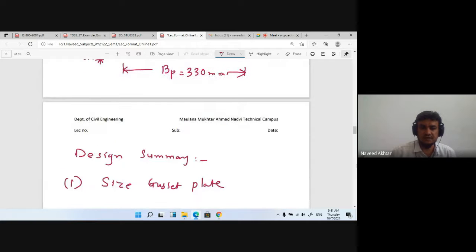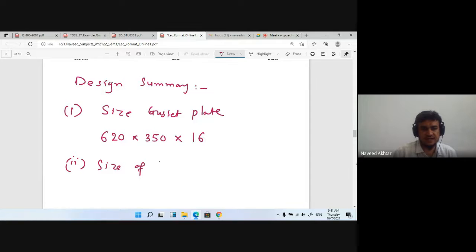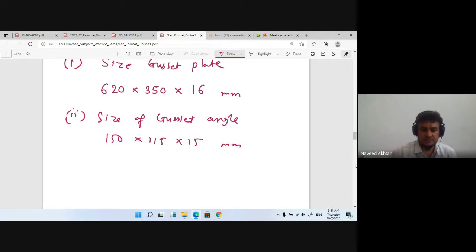The length of plate will be 350. The size of plate will be 620 by 350 by 60 mm. That is the size of gusset plate. Second, the size of gusset angle we have decided is 150 by 115 by 15 mm, with the dimensions written in mm. Third is the base plate.